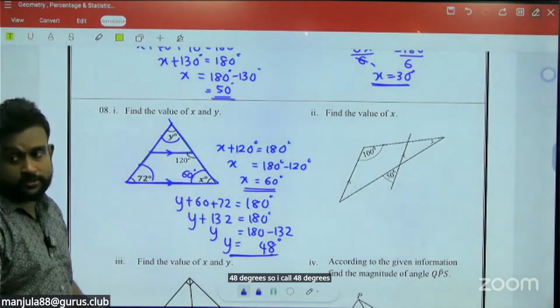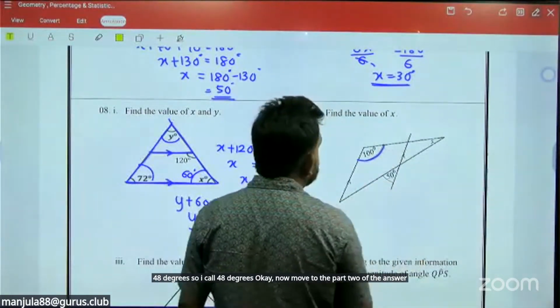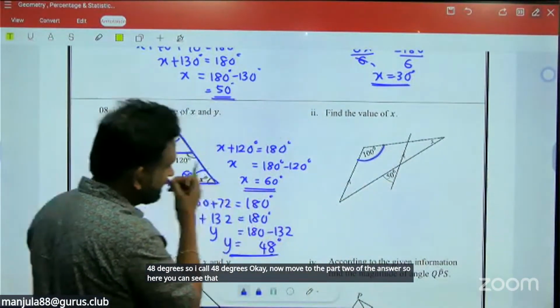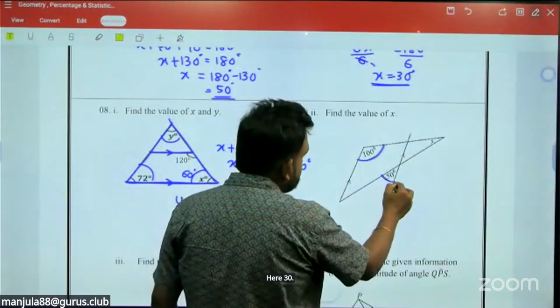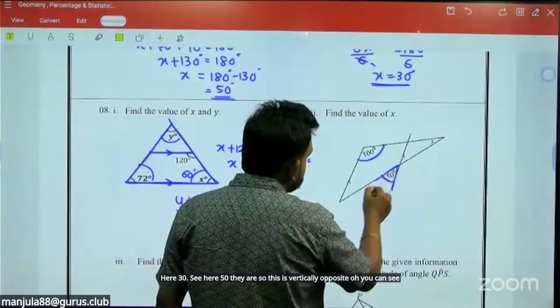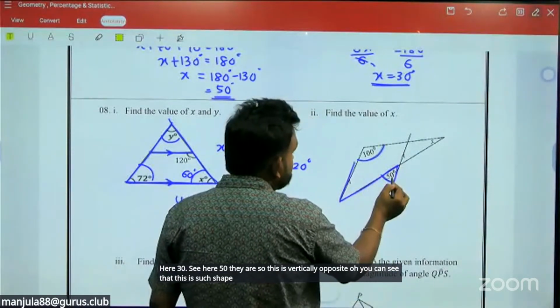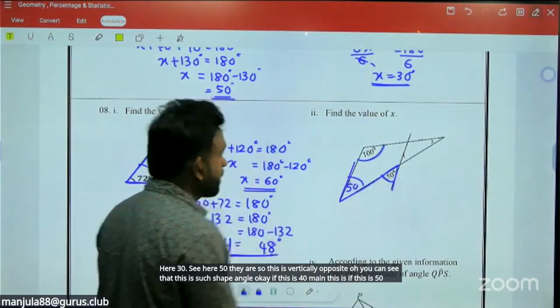Okay, now move to part 2 of the answer. Here you can see that 30 and 50 are vertically opposite angles. You can see that this is a Z-shape angle. If this is 50, then this is 50.